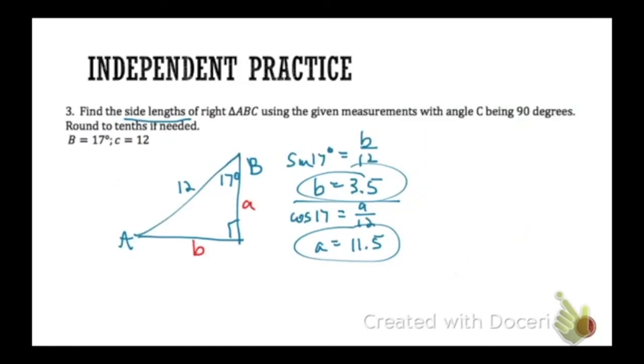And now for number 3, make sure that you set up your right triangle with C as the 90-degree angle, A and B are the other acute angles, and then the side lengths are those across from them. So I use the sine of 17 to find the length of B, which is approximately 3.5, and then the cosine of 17 to find the length of A, as I have them labeled on my triangle. And so the other length of your leg would be approximately 11.5.